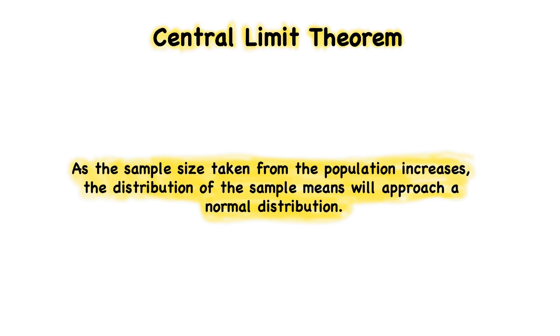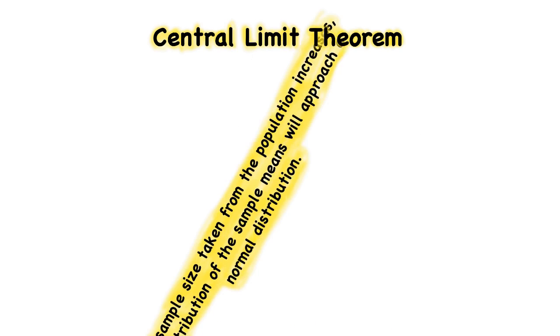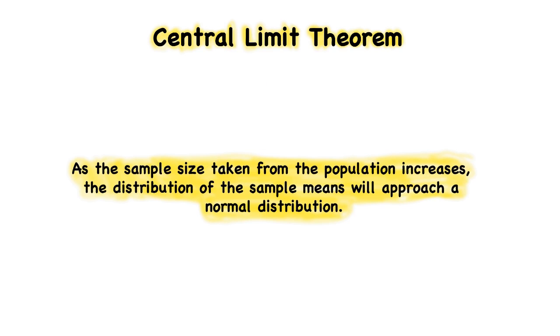This phenomenon is known as the central limit theorem, which states that as the sample size increases, the distribution of the sample means will approach a normal distribution. The central limit theorem allows us to statistically describe a population without taking data from the entire population. It has been used for many statistical purposes and will undoubtedly continue to facilitate future discovery.